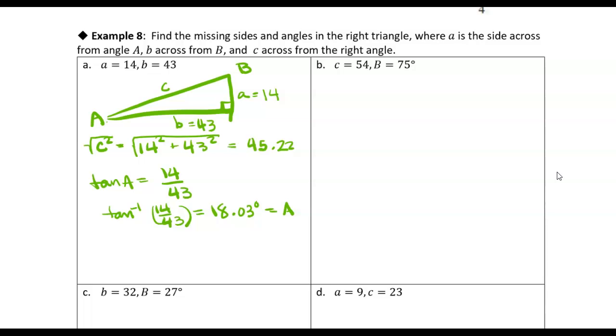Now, the only thing we have left to find is angle B. And I'm just going to use the fact that all of the angles in the triangle have to add up to 180. We already know that one of them is 90. So if I take the remaining 90 and subtract the 18.03 degree angle that I just figured out, I get that angle B has to be 71.97.